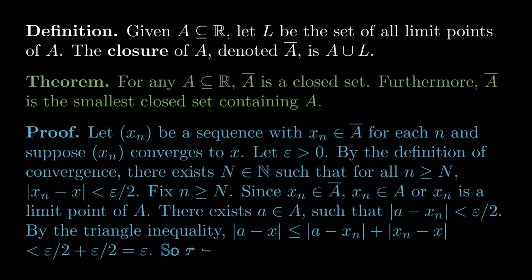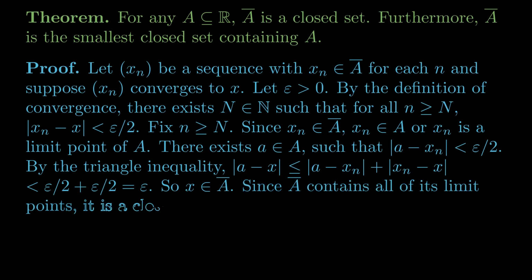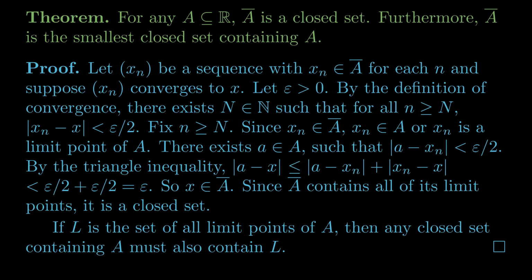So by definition of A closure, x is an element of A closure. Since A closure contains all of its limit points, it is a closed set. And for the second part of this theorem, we could just note that, say if L represents the set of all limit points of A, then any closed set containing A must also contain L by the definition of closed. So there can't be anything smaller than A union L.